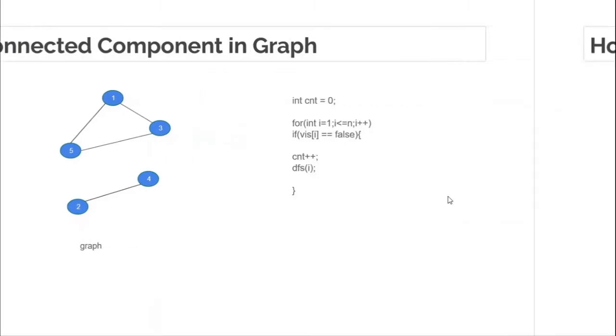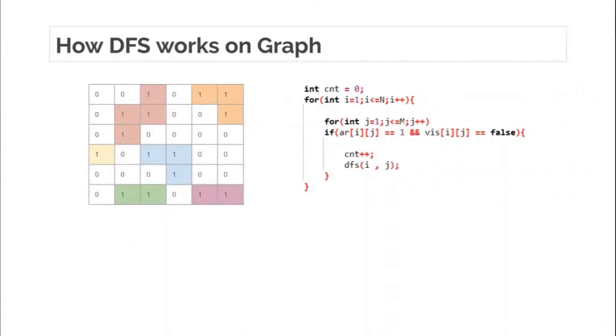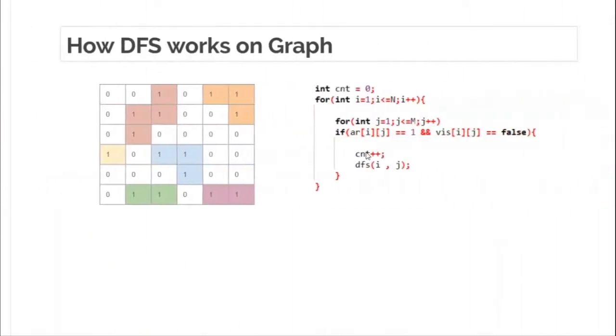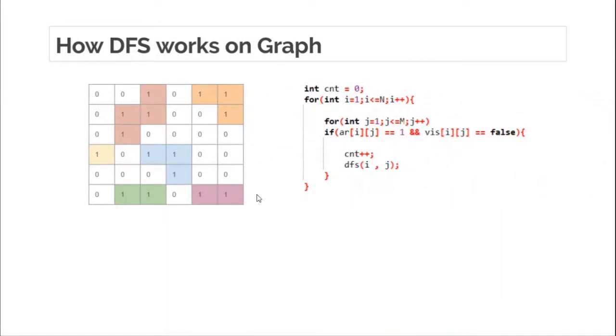Now the same goes for a 2D grid. See, how you count connected components in a graph is that for each single node you see whether it is visited or not. If not, you make a DFS call to that node and also increment the count. The same would happen for the grid.